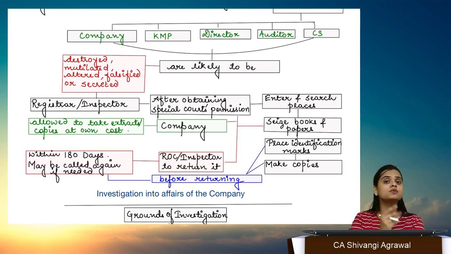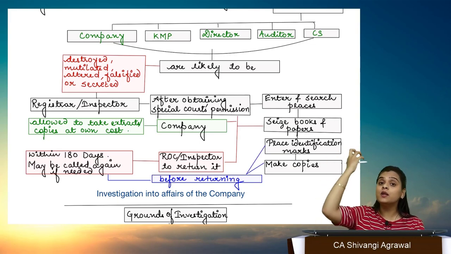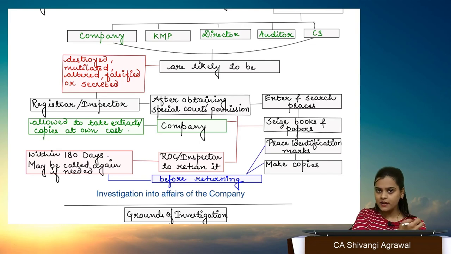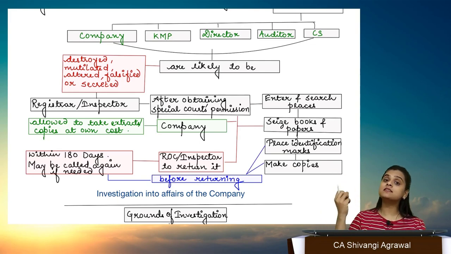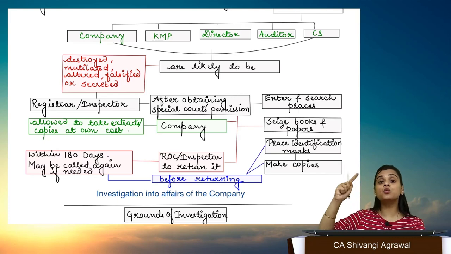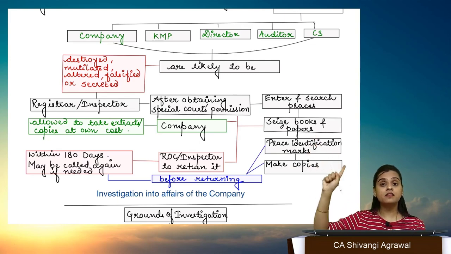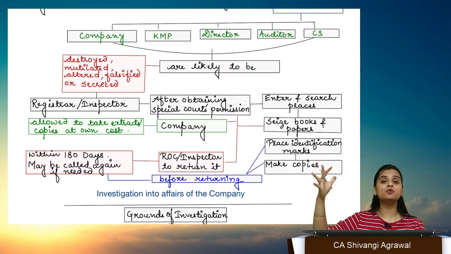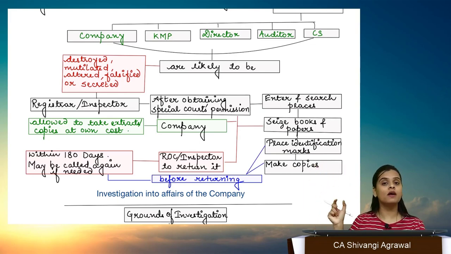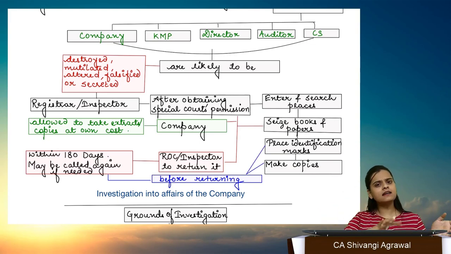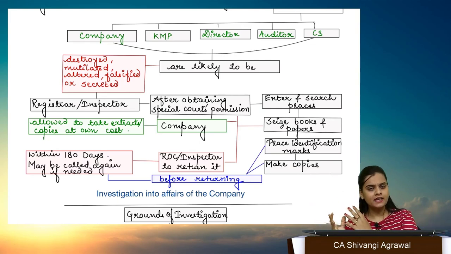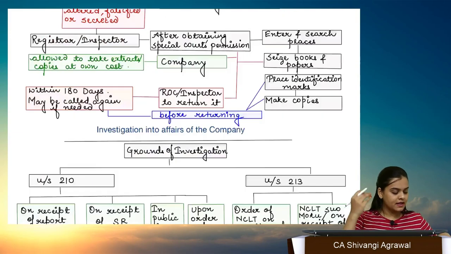Why am I telling you to remember these two important points? Because when we read about search and seizure under investigation, that is section 220, these two points are missing in that section. There is no such restriction on the inspector under investigation. They don't need to seek any approval from the special court, and they also don't have this restriction of 180 days. So section 220 is exactly a replica with that difference. Okay, so that we will read.